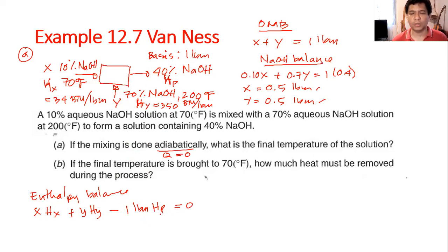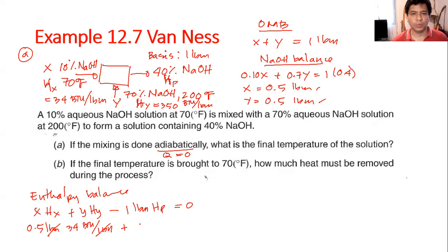It could also be equal to Q, so equals to 0. We substitute the values. So 0.5 pound mass, right, times HX, which is 34 BTU per pound mass. You can see the pound mass cancels out, and only BTU is left as the unit. The same goes for Y.